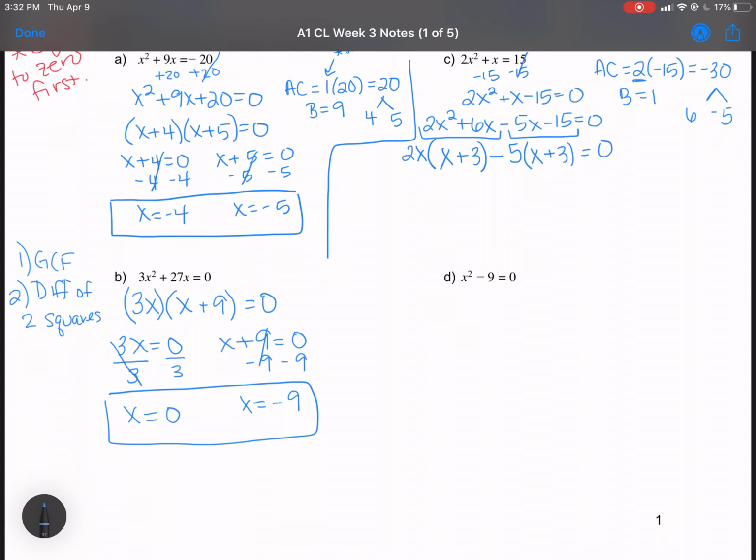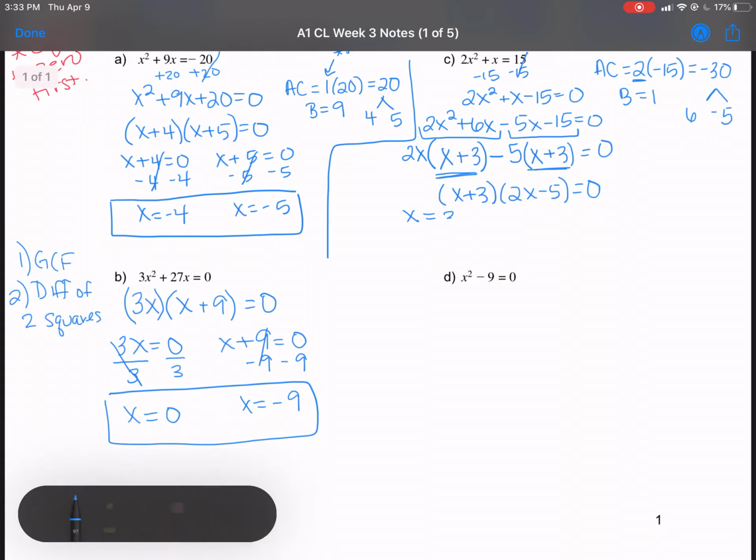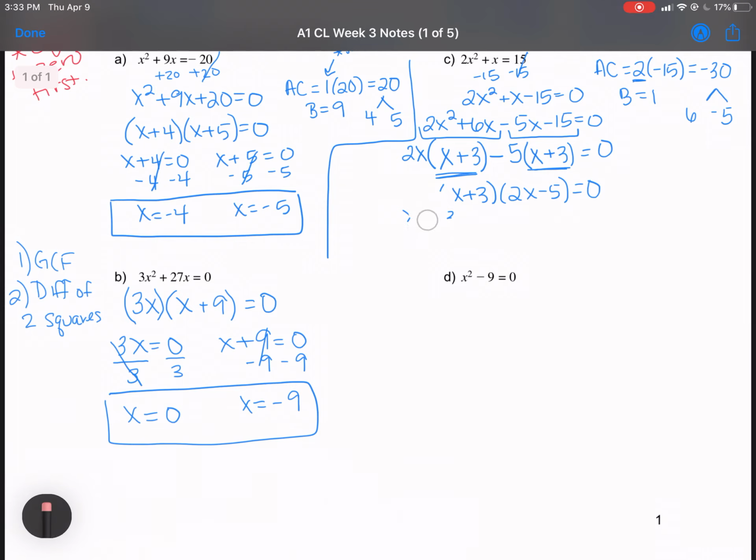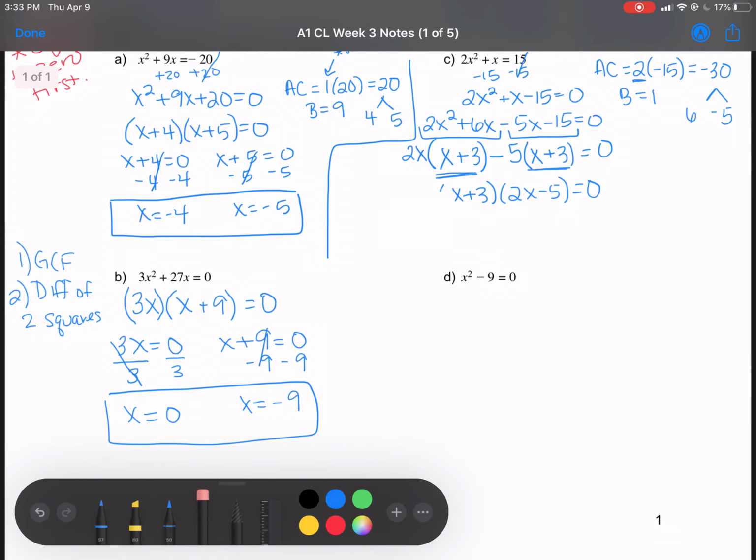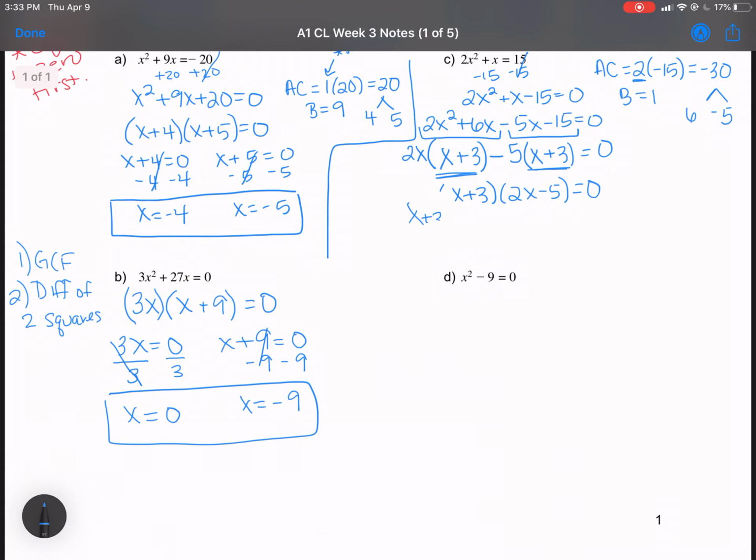And remember, we always want to check to make sure our parentheses match, and here they do. So we have x plus 3 times the quantity 2x minus 5 equals 0. And then set your two equations equal to 0. x plus 3 equals 0, and 2x minus 5 equals 0.